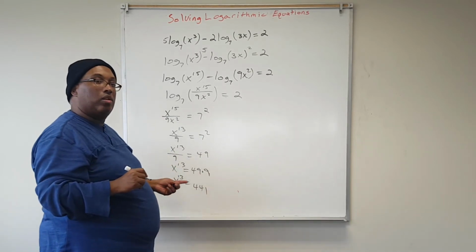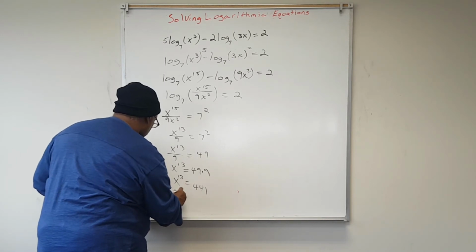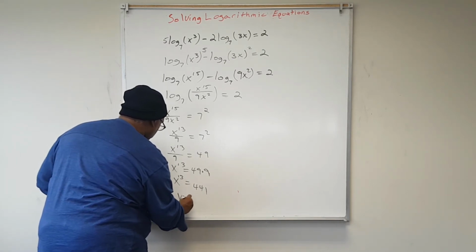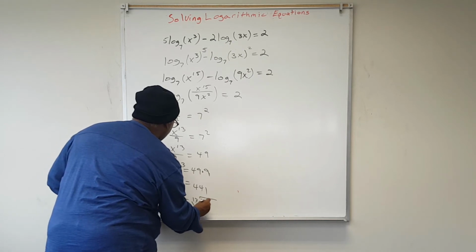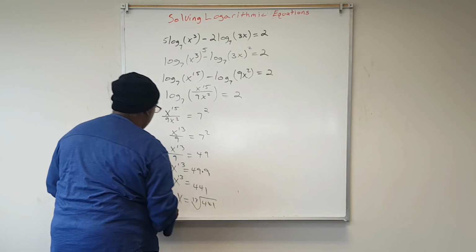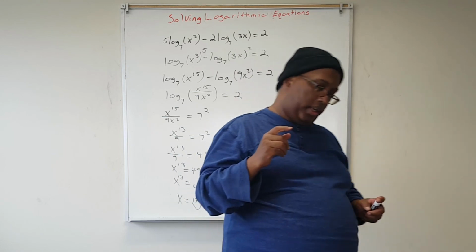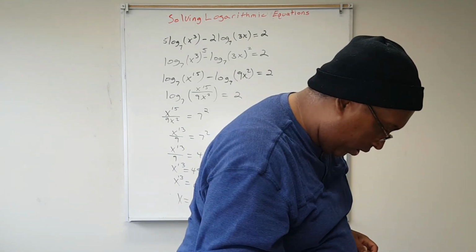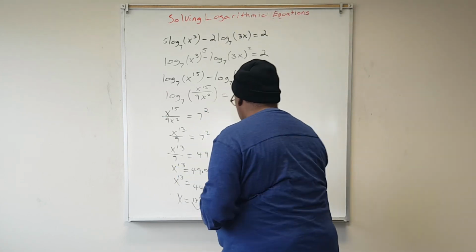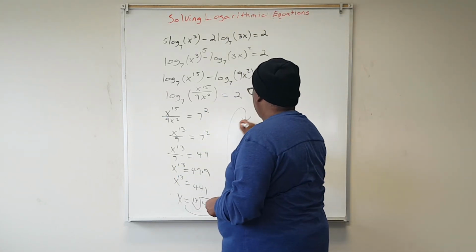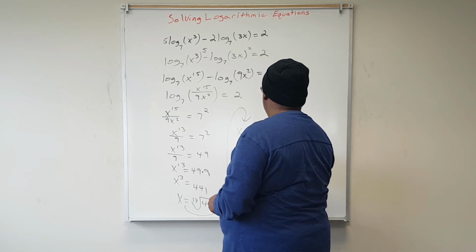Now we're going to take the 13th root of that. X equals the 13th root of 441. And looking at a calculator, let's see, what do we get? We get 1.597. X is approximately 1.597.